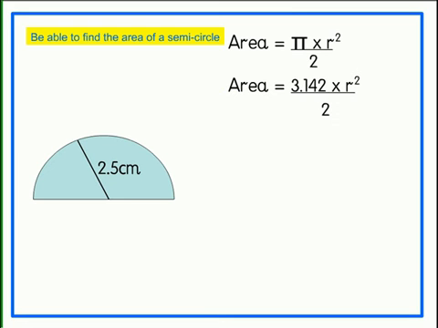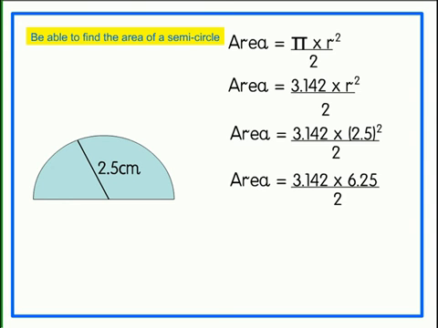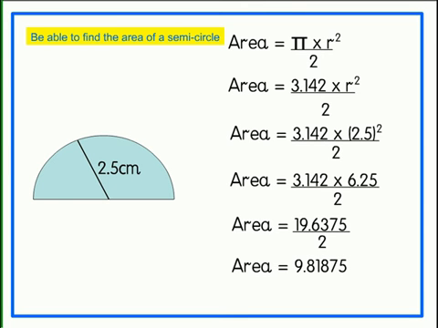In this case we have 3.142 multiplied by the radius squared and halved, which is 3.142 multiplied by 2.5 squared all over 2, giving us 3.142 multiplied by 6.25 all over 2. Working out the numerator, we have 19.6375 divided by 2, which gives us our answer of 9.81875. Rounding this to one decimal place, we have an area of 9.8 centimeters squared.